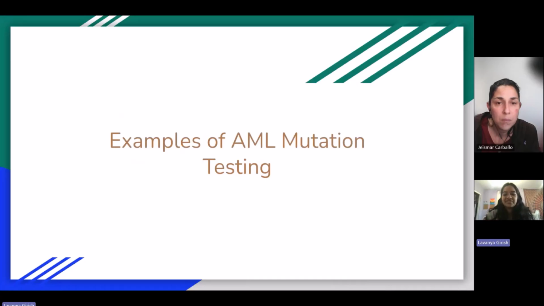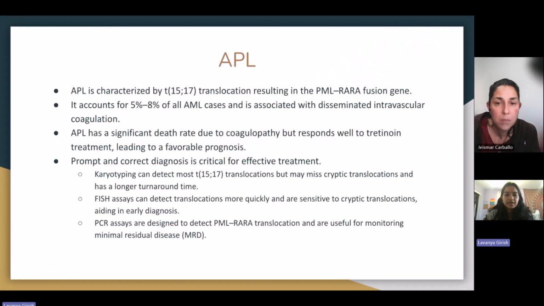So here are some examples of AML mutation testing. The first mutation is APL. It's characterized by a t(15;17) translocation, resulting in the PML-RARA fusion gene. It accounts for 5 to 8% of all AML cases and is associated with disseminated intravascular coagulation. This mutation has a significant death rate due to the coagulopathy, but responds well to tretinoin treatment, leading to a favorable prognosis if it is diagnosed. Thus, prompt and correct diagnosis is critical for effective treatment.